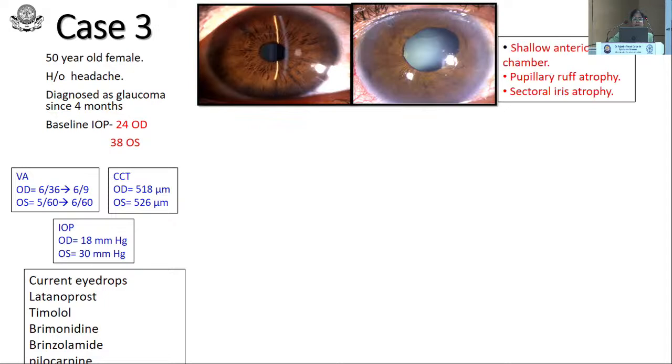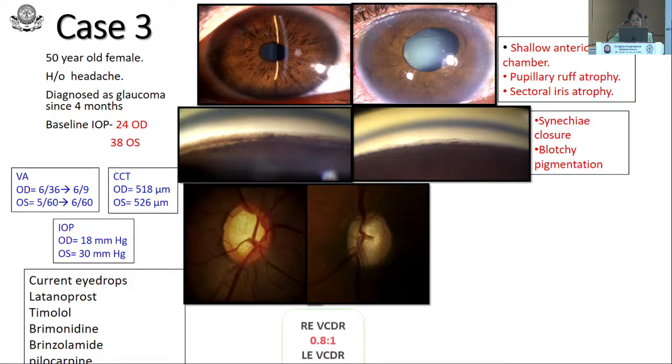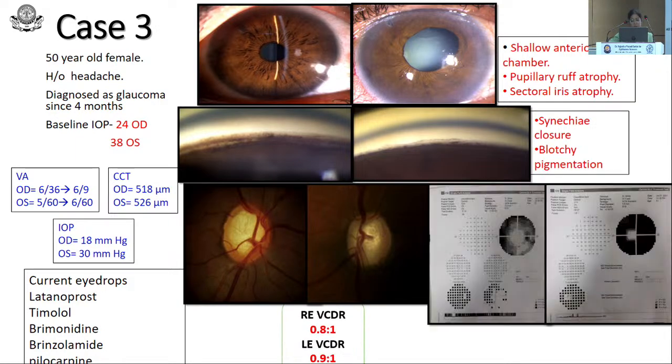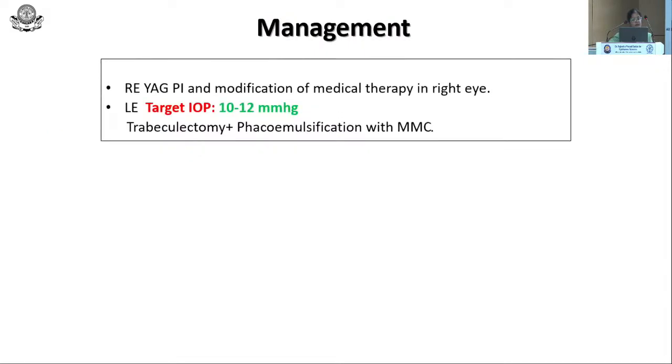There is no PI in the right eye, whereas in the left eye, the anterior chamber is shallow, with pupillary rough atrophy, sectoral iris atrophy. On gonioscopy, synechial closure, blotchy pigmentation. Optic nerve in the right eye is 0.8, whereas in the left eye it is 0.9, with severe visual field defects. The diagnosis is PACG. Management in the right eye, YAG PI and modification of medical therapy, whereas in the left eye we have to achieve a target pressure of 10 to 12. The patient can undergo trabeculectomy and phacoemulsification.